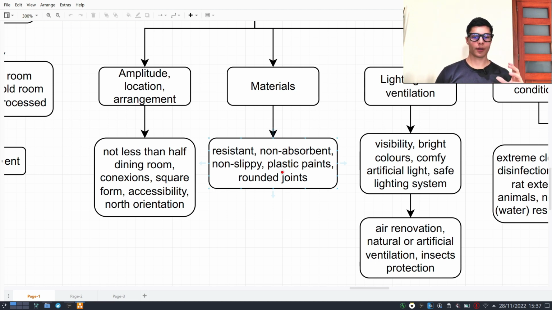Then also, in the kitchens, the paints must be plastic paints, with rounded joints, because they prevent having the 90-degree joint. That's a very easy place for bacteria to grow. So having rounded joints is way better because they are easier to clean.